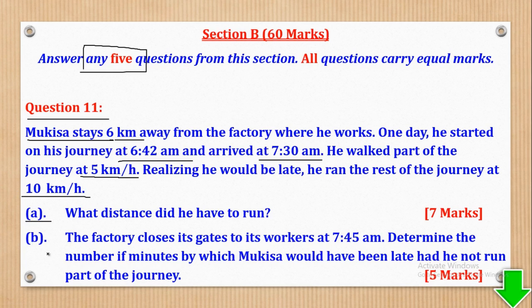And part B, the factory closes its gates to its workers at 7:45 a.m. Determine the number of minutes by which Mukisa would have been late had he not run part of the journey.